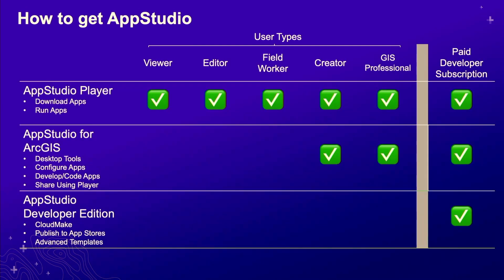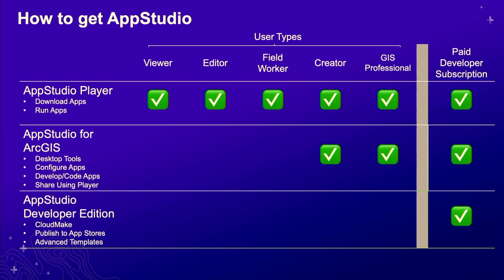And then we have an AppStudio Developer Edition license. AppStudio Developer Edition includes everything that the AppStudio license includes, of course, but it also adds the ability to do a cloud make. So take advantage of those servers in the cloud and build that separate install executable. With that, you can publish that to an app store. You can publish it to an enterprise mobile deployment, or mobile device management system, if that's what you're using. Or it also gives you access to our advanced templates, meaning Survey123, and QuickCapture, and a couple others.